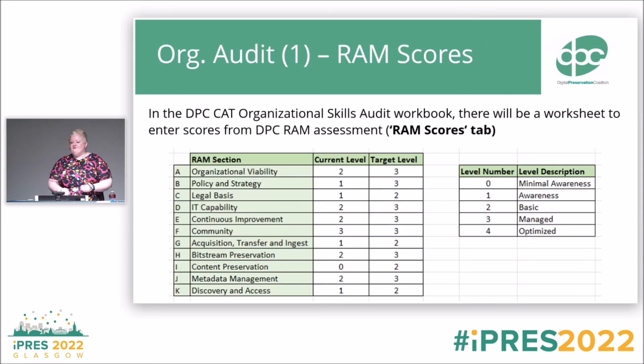So in terms of inputting data into the organisational audit spreadsheets, this is relatively straightforward. The first sheet that you'll find in the workbook is for inputting your RAM scores, and it is just as simple as putting in the numerical scores for each of the sections of RAM. You can put in your current and target levels. At a minimum, you really want to be putting in your current levels, and that data is then pulled in by the workbook to produce results later on.